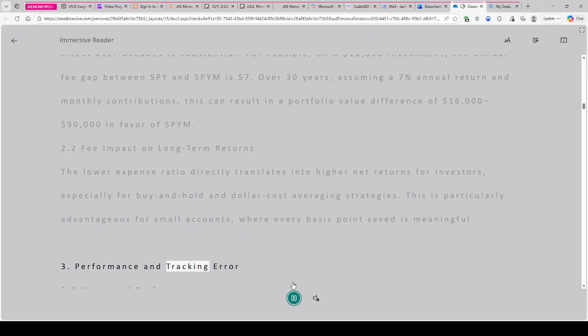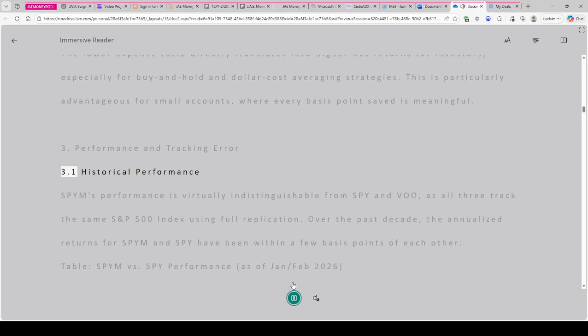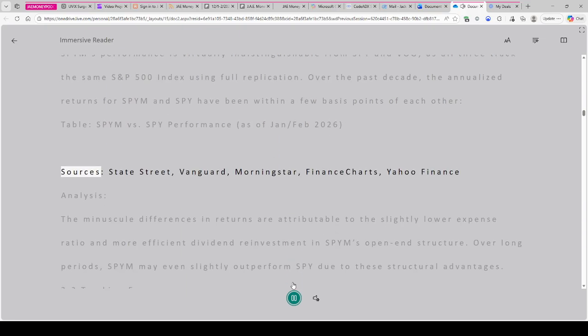3. Performance and tracking error. 3.1 Historical performance. SPYM's performance is virtually indistinguishable from SPY and VOO, as all three track the same S&P 500 index using full replication. Over the past decade, the annualized returns for SPYM and SPY have been within a few basis points of each other. Table: SPYM versus SPY performance, as of January/February 2026. Sources: State Street, Vanguard, Morningstar, Finance Charts, Yahoo Finance.